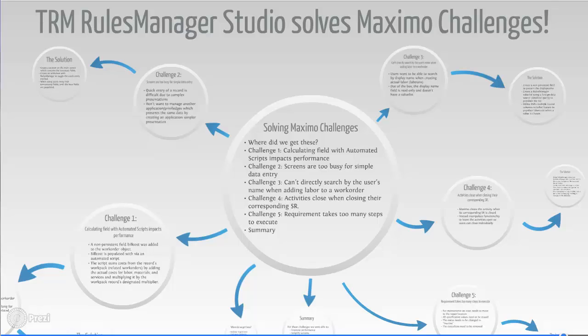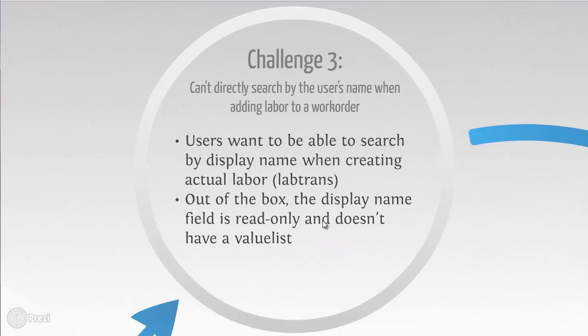Here's another one that was really simple. We got this request, and it was basically a request to reduce clicks, which is always something end users want. One of them was, can't directly search by the user's name when adding labor to a work order. So the details here are, users want to be able to search by display name when creating actual labor. They want to do it directly on the page. They don't want to do it in the value list.